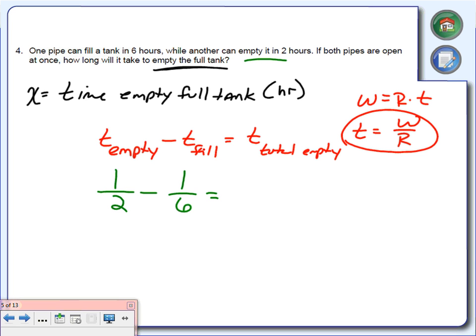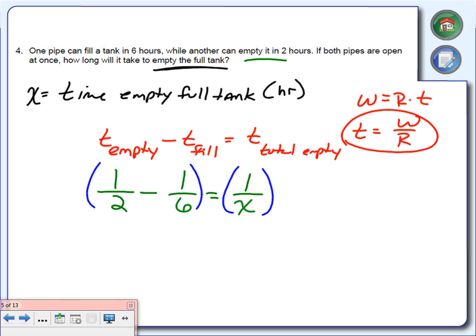The time to totally empty this out, well, the work here is still that one tank. How much time is it going to take? Well, that's what we're looking for, so we're calling that X. How much time is it going to take to totally empty out this tank? All right, so there it is. Now I'm ready to start solving. And in order to solve it, I'm going to need to multiply by the least common denominator.